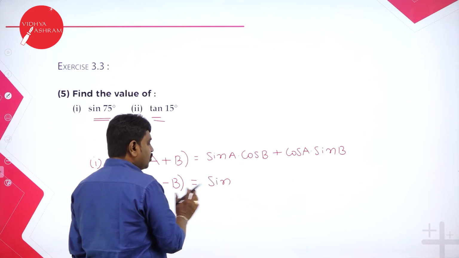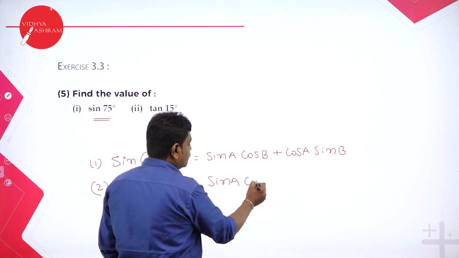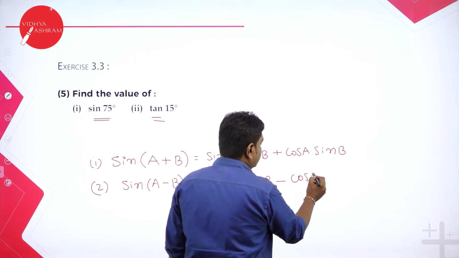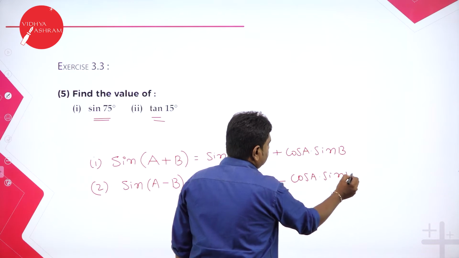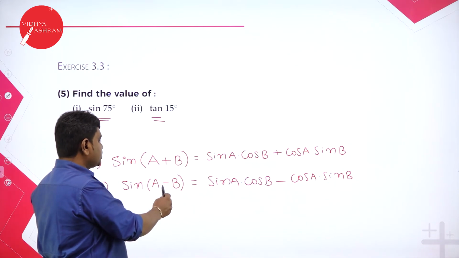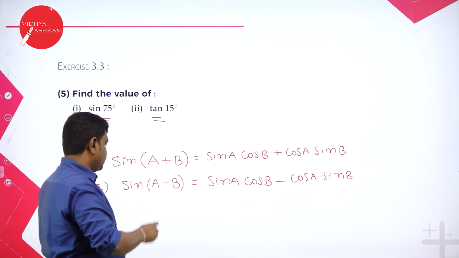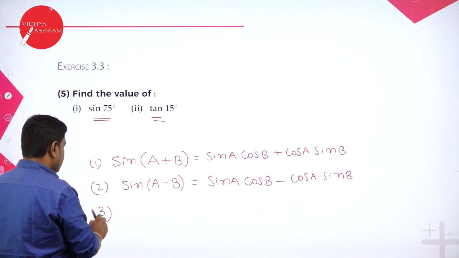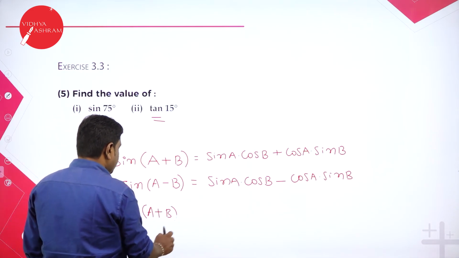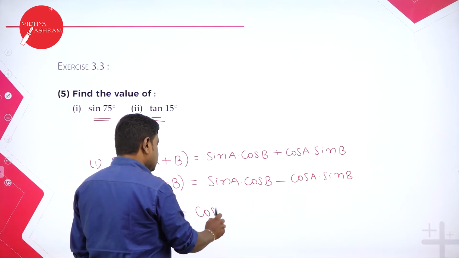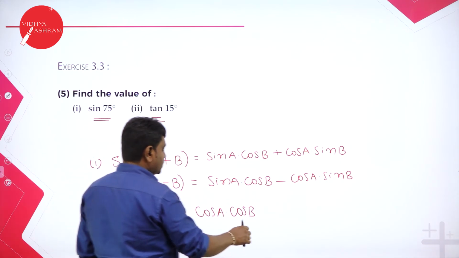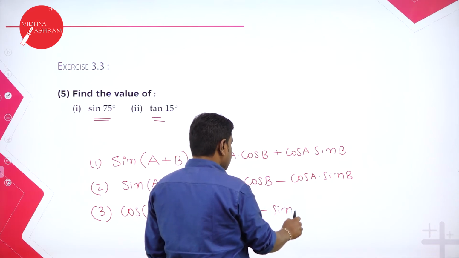See, if it is sine compound angle, one sine, one cos we should get. Sine A cos B. If it is minus, we will get minus cos A sin B. So, sine of A plus B, sine A cos B plus cos A sin B. Sine of A minus B, sine A cos B minus cos A sin B. And similarly, we have cos of A plus B. What is cos of A plus B? See, if it is cos, both will be cos. Cos A cos B. But if it is plus here, we'll get minus sin A sin B.